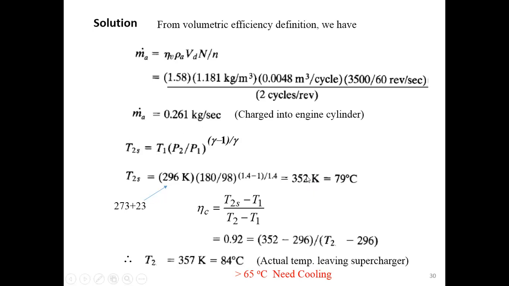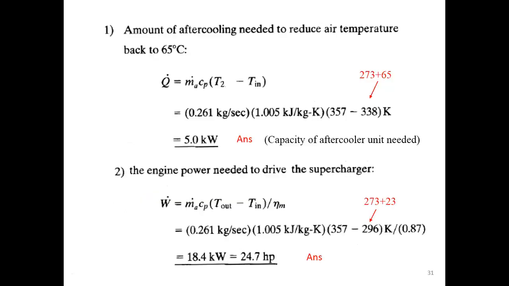But this is under isentropic condition. How about the actual temperature? The actual outlet temperature, we can find out from the isentropic efficiency of the compressor, to find out the actual temperature T2 here. All the temperatures here we know. So the actual temperature that comes out is what? 84 degrees Celsius, higher than the isentropic one and higher than 65 degrees Celsius. So that's why we need the aftercooler.